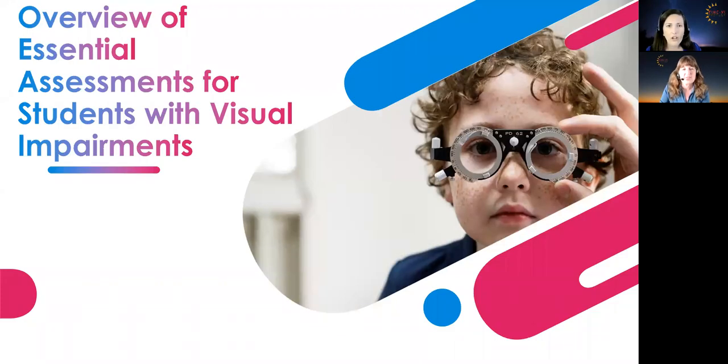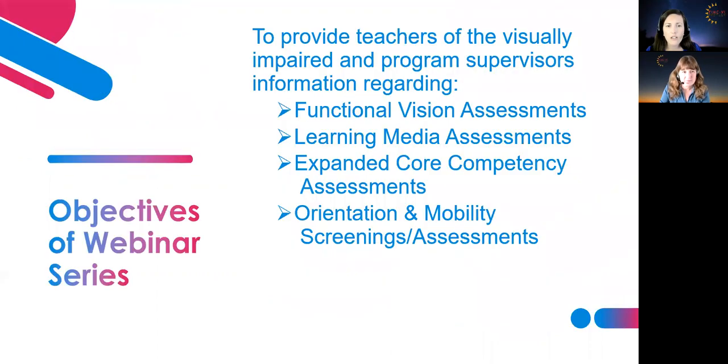Okay. All right. So again, this is the webinar overview of essential assessments for students with visual impairments. Our objective for this webinar series is to provide teachers of students with visual impairments and program supervisors information regarding those essential assessments, which are functional vision assessment, learning media assessment, expanded core competency assessment, as well as orientation and mobility screenings or assessments, depending on the situation.